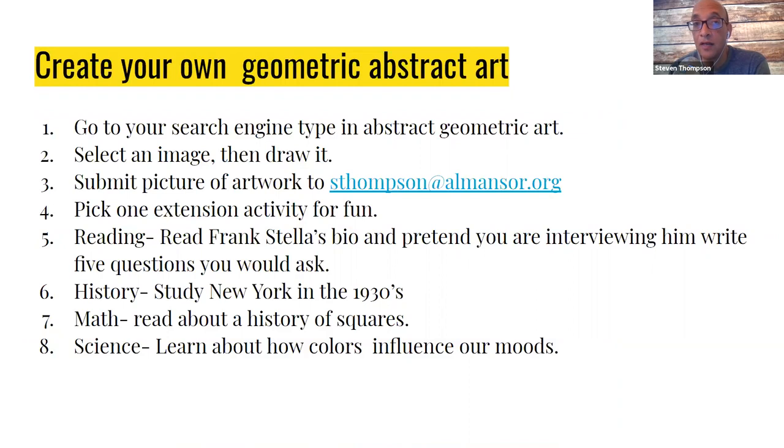There's my email address. And then for fun, when you're done, you can pick one extension activity that ties into other academic subjects. For example, for reading, you can read Frank Stella's biography and then pretend you are interviewing him. You can write 5 questions you would ask him. Next, you can look at history. You could study New York in the 1930s. For math, you can read about a history of squares. And for science, you can learn how colors influence our moods.